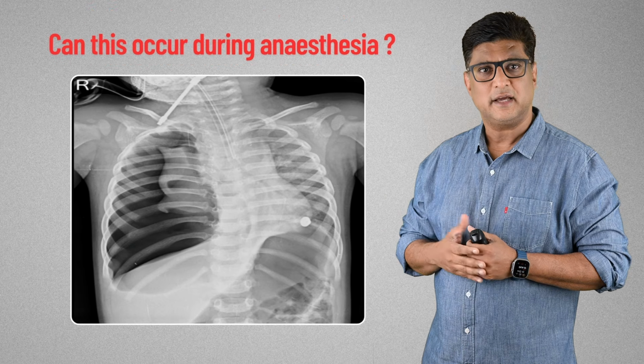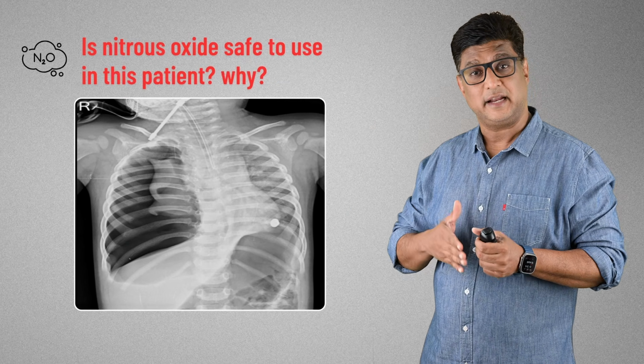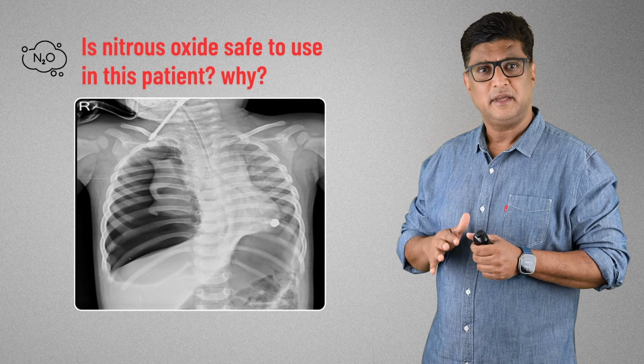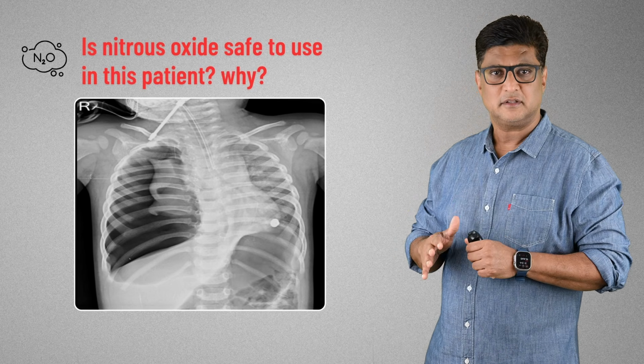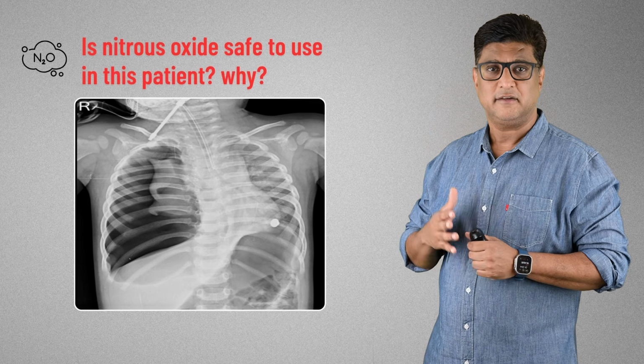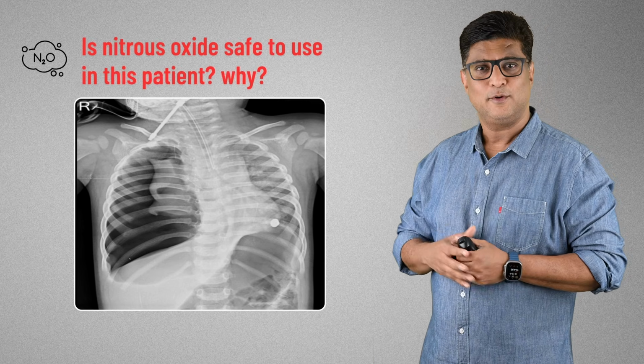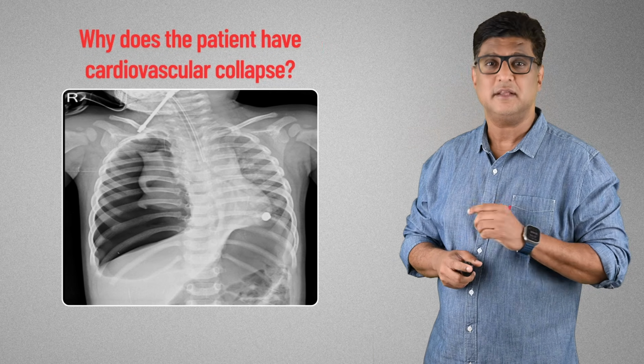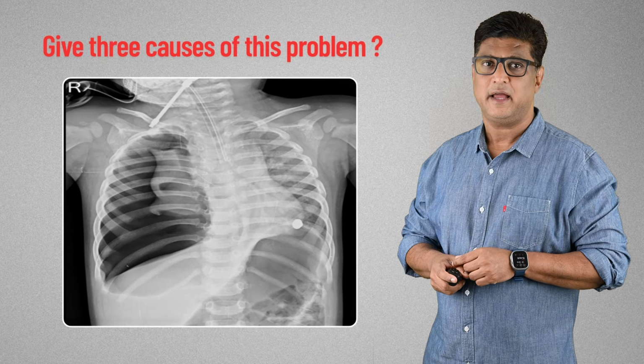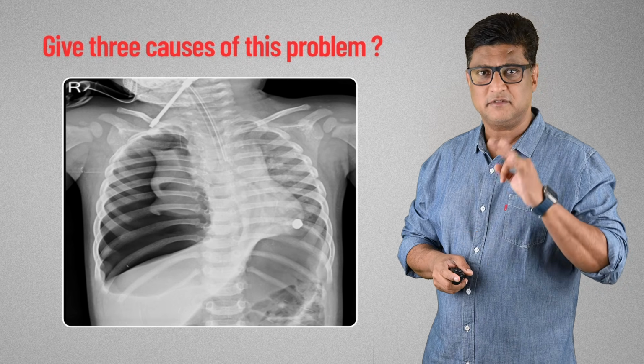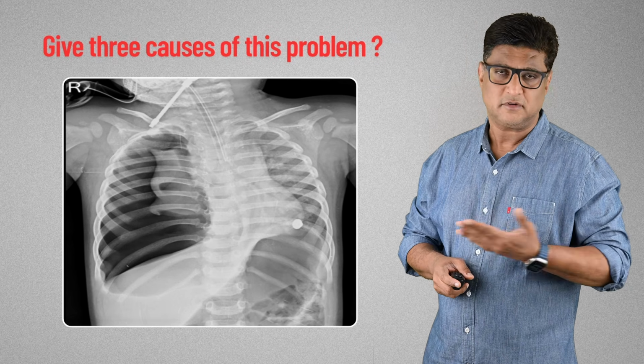Can this occur during anesthesia? Is nitrous oxide safe to use in this patient if this patient is undergoing anesthesia? If yes, why? If no, why? Why does the patient experience cardiovascular collapse? And you may also be asked to give 3 reasons or causes for this problem.